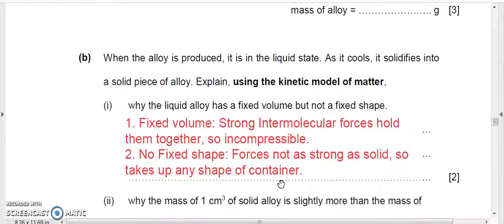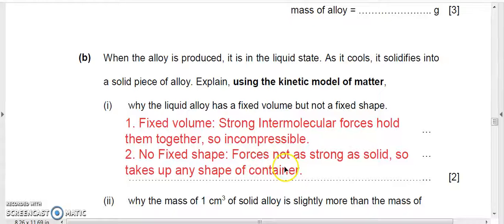When the alloy is produced, it's in a liquid state. The rest is using the kinetic model of matter. Explain why the liquid has a fixed volume but not a fixed shape. You've got to talk about strong intermolecular forces holding the particles together, so it's incompressible. That's why it has a fixed volume. That's the first mark. Second mark, no fixed shape. You can ask yourself, when do we see something with a fixed shape? Only in solids. So why do solids have a fixed shape? Because of the very strong intermolecular forces.